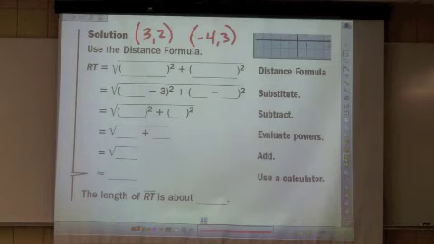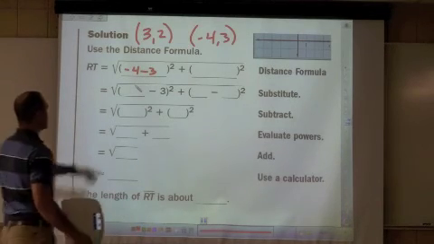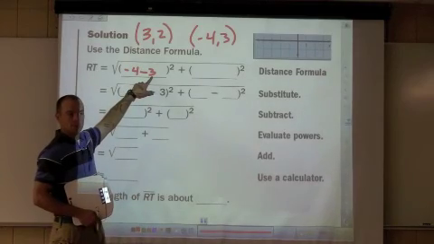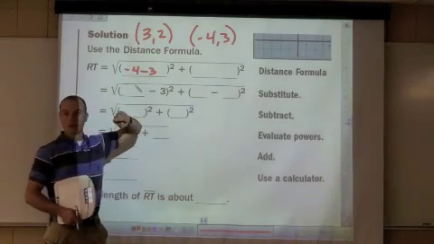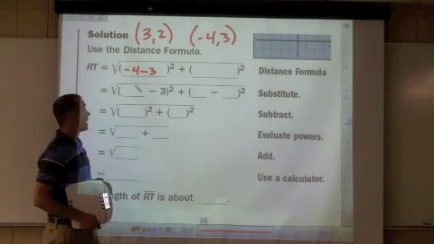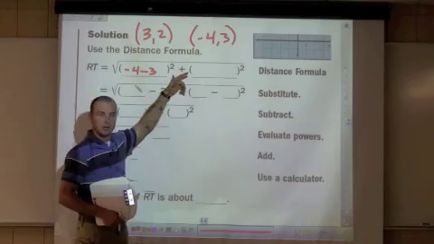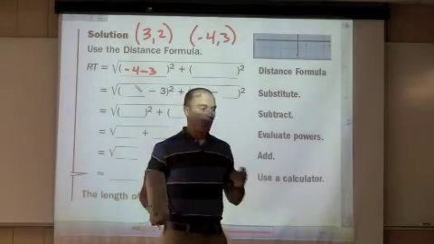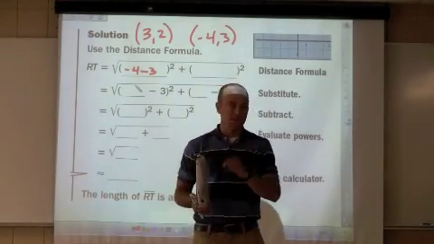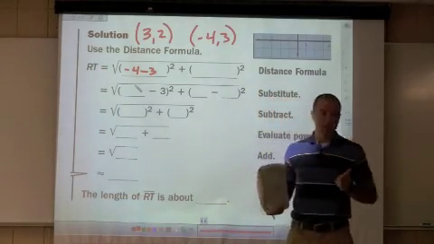So somebody help me out. Roberts, what do you think? -4 minus 3. Sure, we could do -4 minus 3. Could I do 3 minus -4? Well, try it. What's -4 minus 3? -7. What's -7 squared? Positive 49. What's 3 minus -4? 7. What's 7 squared? 49. Does it matter which one you do first? No, because when you square a number, it doesn't matter if it's negative or positive. When you square it, it always comes out as the positive.